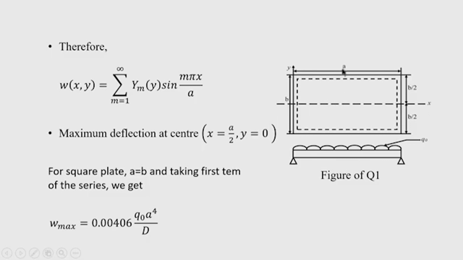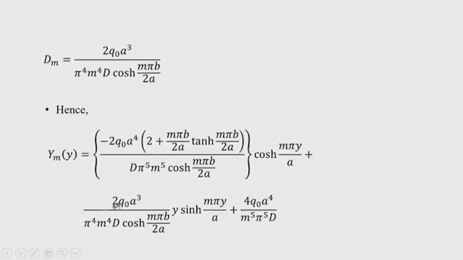condition. So, maximum deflection is obtained at the center of the plate, that is x is equal to a by 2 and y is equal to 0. Now, for example, the plate is a square plate, that is a is equal to b. Then after putting this a is equal to b in this expression of deflection, because now the quantities are completely known, and taking the summation with any number of terms.